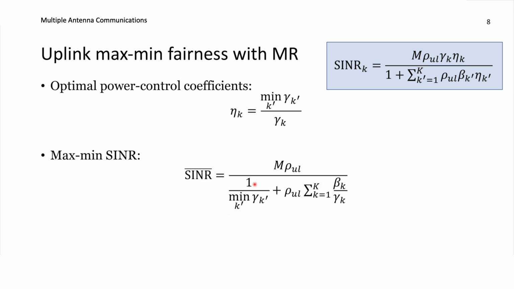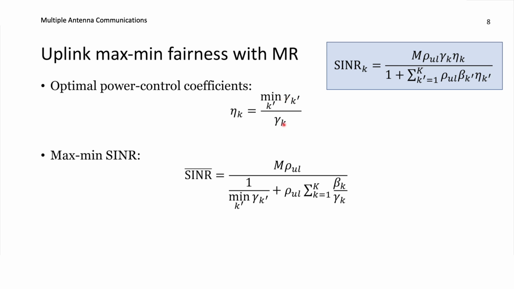So this is the SINR that every user in the entire system is going to get when we are applying uplink maximum fairness with maximum ratio processing. And we can use exactly the same type of expressions also when we are having other values of A and B than what we are getting with maximum ratio processing. In that case, we'll have A k here, and then instead of having the minimum of gamma k divided by gamma k here, we will have A terms here instead.